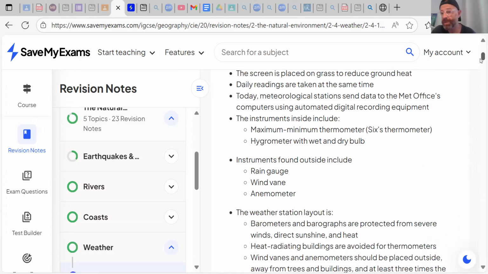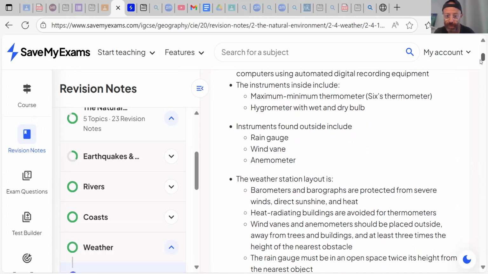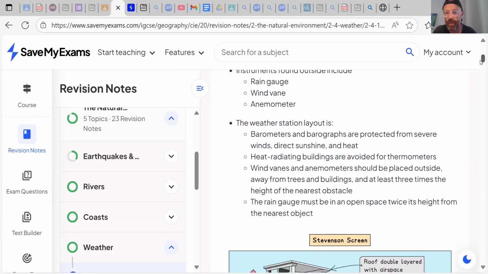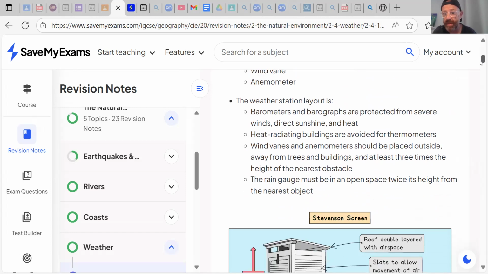Okay. Other instruments we find outside are the rain gauge for measuring rain in millimeters, the wind vane for wind direction, and an anemometer. Okay. Wind speed. The weather station, you've got barometers. All right. So they can go in the Stevenson screen.